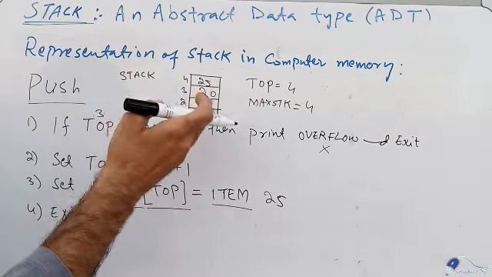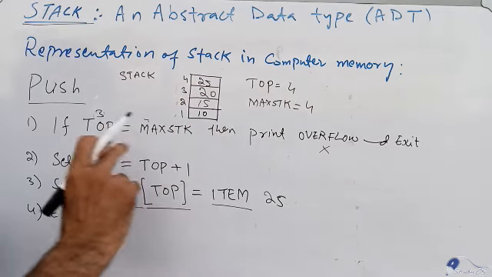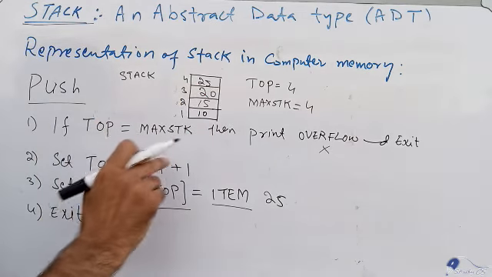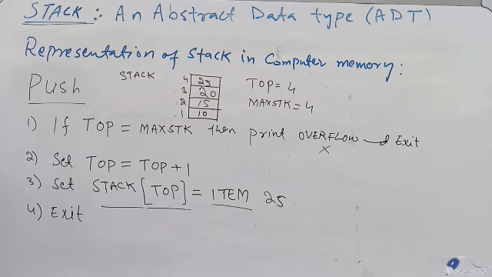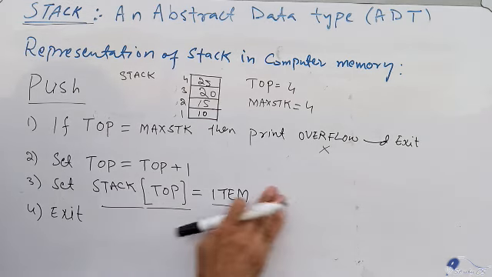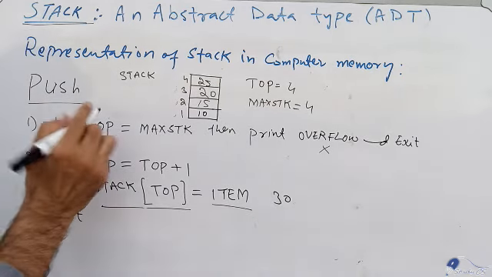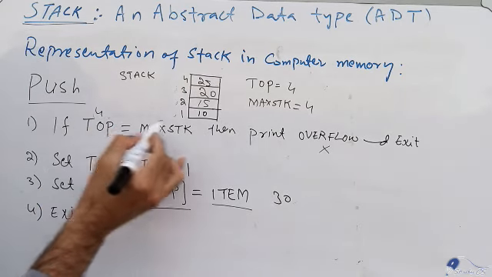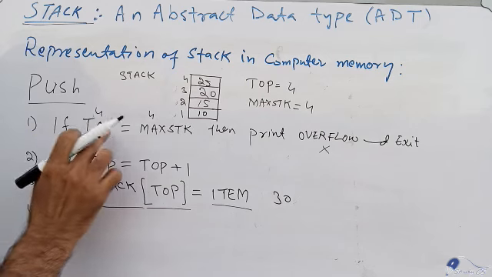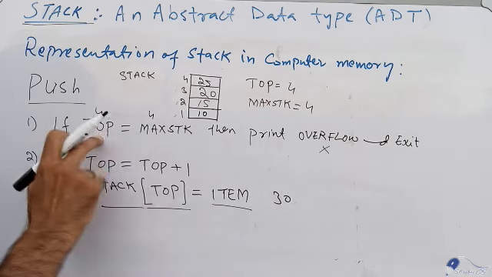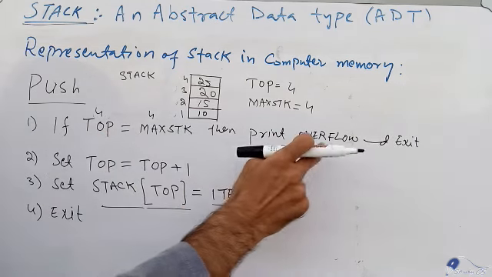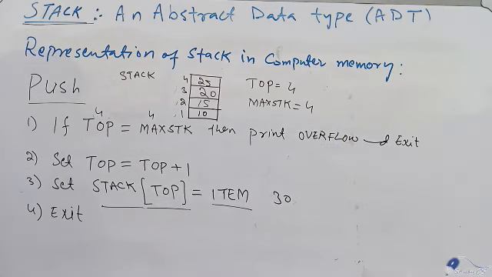After that, as you can see here, the stack is now full. Now this statement will not allow us to add a new item to the stack. Suppose we want to store 30, the value of top is 4 and max stack is 4. Is top equal to max stack? Yes, so this will print overflow and exit, which means there is no space to add a new item to the stack.